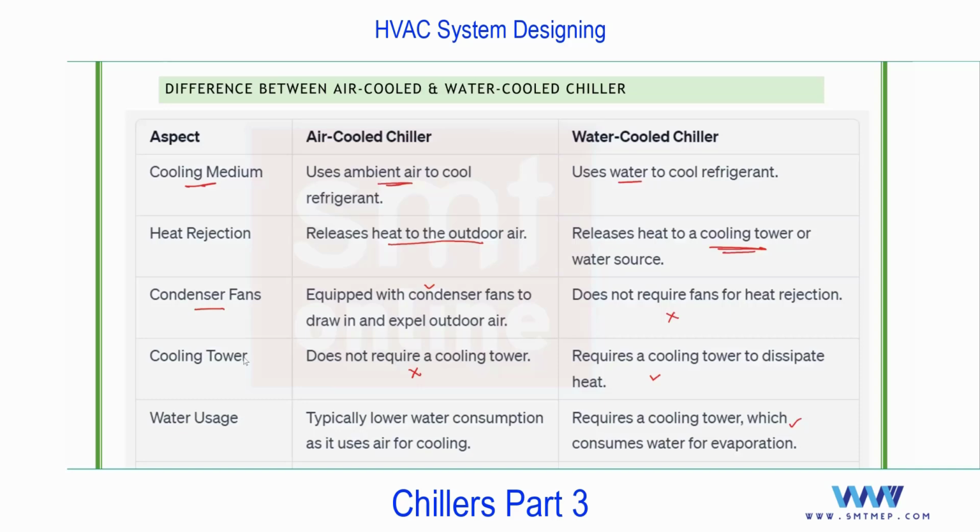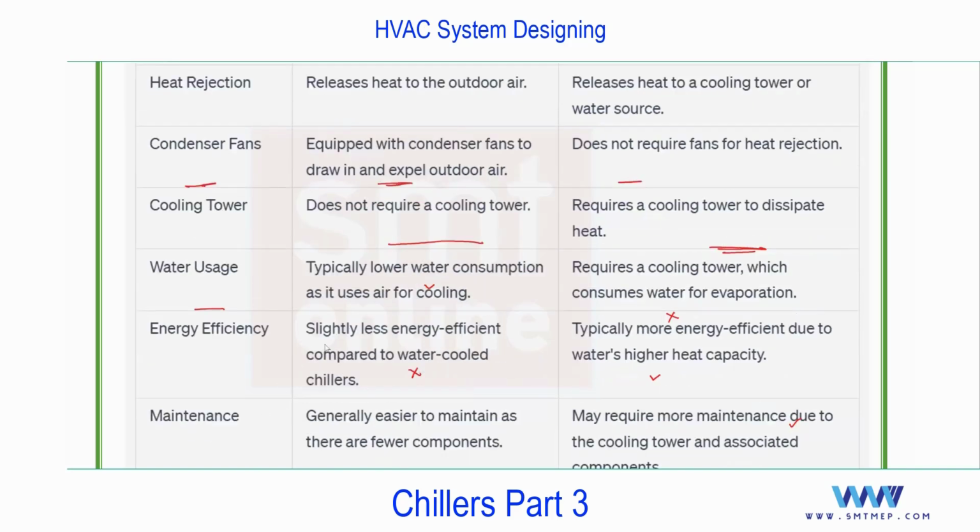For example, you see first, in this case, slightly less efficiency compared with water cooled chiller. Here typically more efficiency due to the higher heat capacity. This is in general, because the density of water is much higher than the air. So water heat extraction compared with the air is 4 times higher. Okay, so from an efficiency point of view, you can consider water cooled chiller is offering higher efficiency.